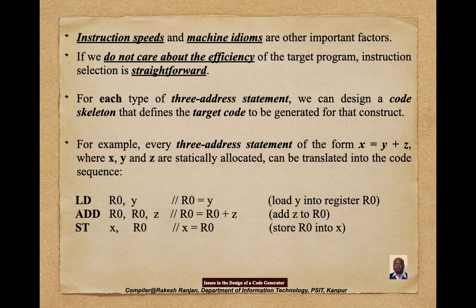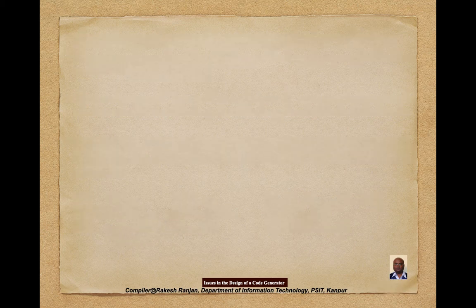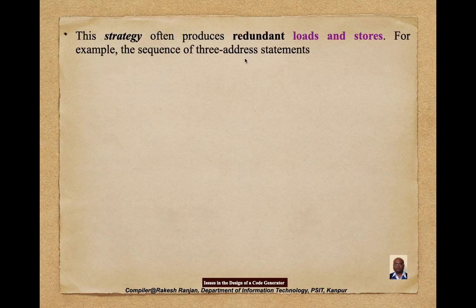x, y, z are statically allocated, can be translated like this: load r0 comma y, that is r0 equal to y, add r0 comma r0 comma z, that indicates that we are just adding y plus z here, and ST stands for store x comma r0, so the value of r0 is stored in x. This strategy often produces redundant loads and stores. So the number of loads and stores is redundant.